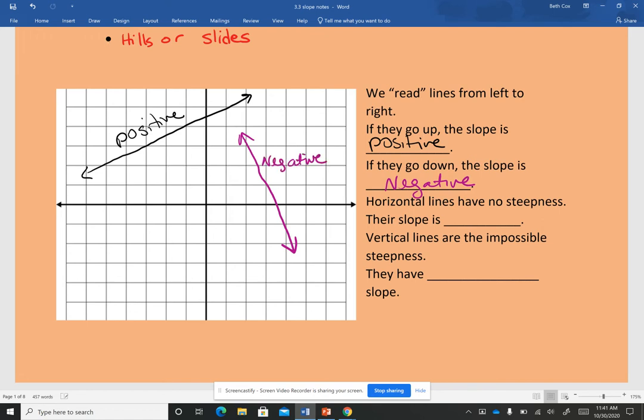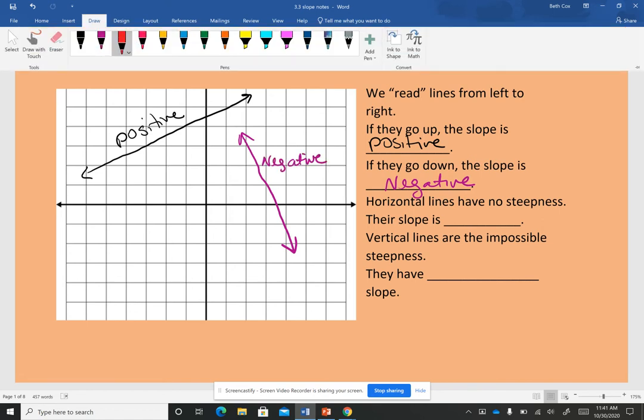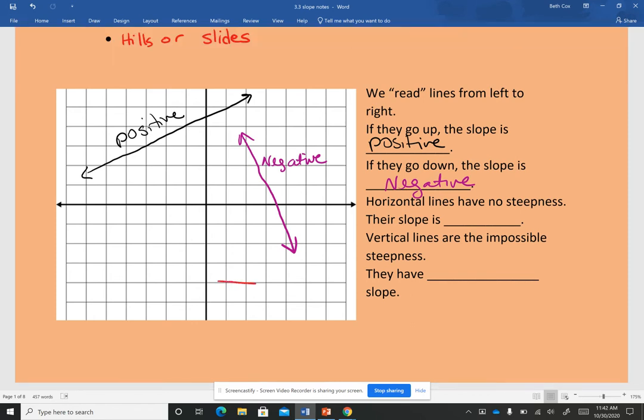And this line has no slope. It has no steepness. Now, if your number describes how steepness, and your number is, I don't have any, it's 0. This slope is 0. This is 0 because it has no steepness.